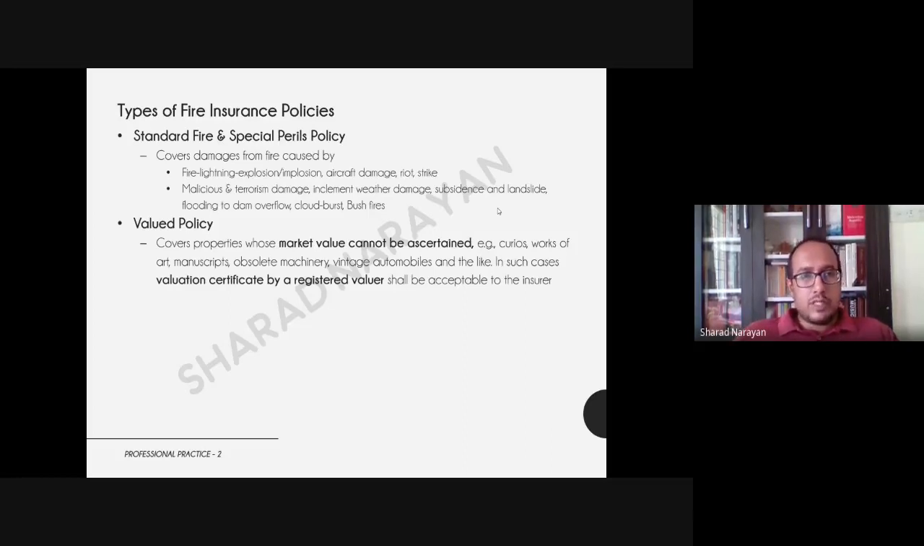Valued policy. Now, this covers properties whose market value cannot be ascertained. So, you have the example of curios, works of art, manuscripts, obsolete machinery, vintage automobiles, and similar things. In such cases, a valuation certificate by a registered valuer shall be provided and should be acceptable to the insurer. And only in such cases is it possible for the insured to recover the money for which it has been insured.